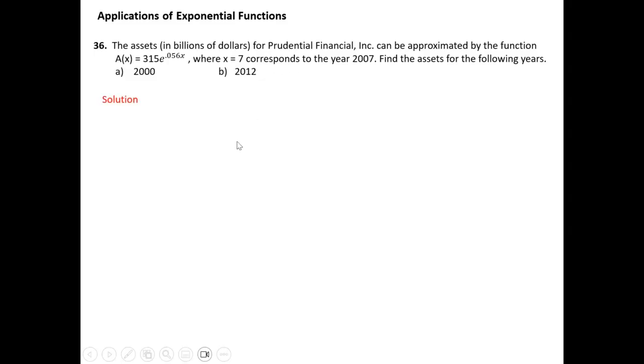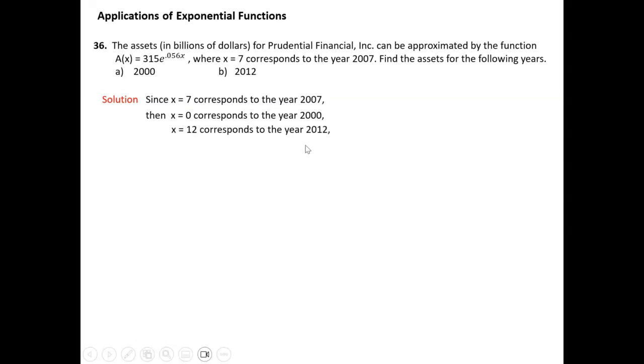So here's my solution. It tells us that x equals 7 corresponds to the year 2007. So then x equals 0 will correspond to the year 2000, and x equals 12 will correspond to the year 2012. So for part A, we're going to evaluate A of 0, which means we're going to plug in 0 for the x's. So the answer will be 315, right?